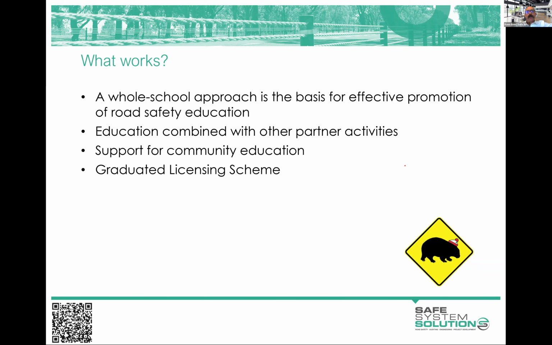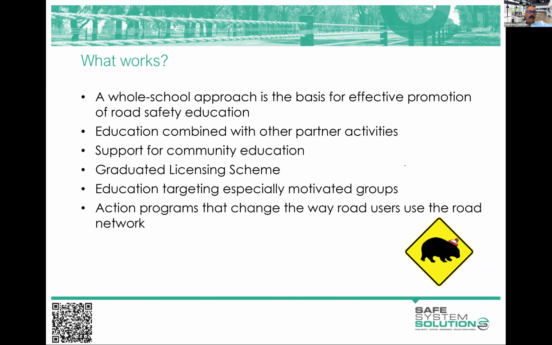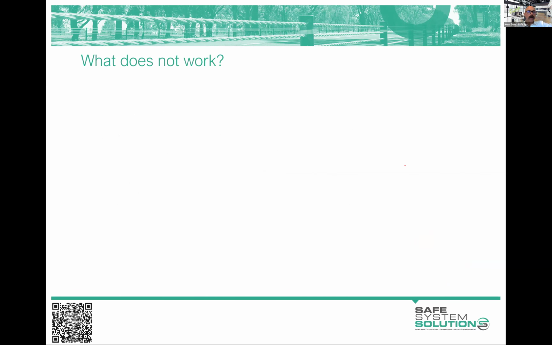Graduated licensing is simply letting people into the system in a graduated way. So having restrictions when they start, lots of restrictions, and easing them off as they get less risky. Targeting parents or any other especially motivated group and ensuring that they are actively involved in the safety of their kids and putting controls in place. And I'll talk about network programs that change the way people see the road network. I think I've covered off most of what doesn't work.